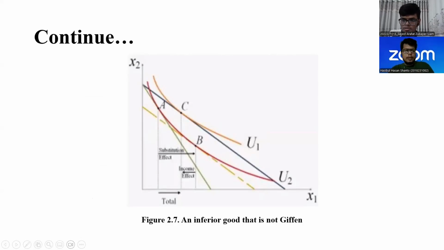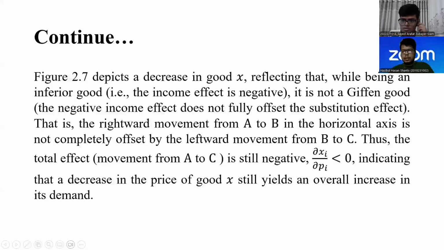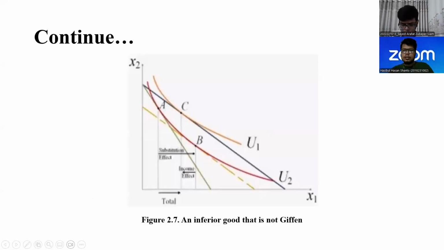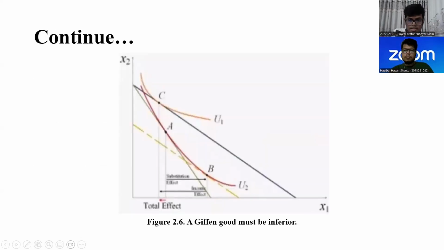We should conclude our session, but we can discuss the conclusion. What conclusion can we arrive at from the answer to the question? So Shanto, as you know, we have seen that figure 2.7 is the inferior good, and in figure 2.6 there is the Giffen good. In the Giffen good, you see the substitution effect is less and the income effect is higher. So here a Giffen good must be inferior.